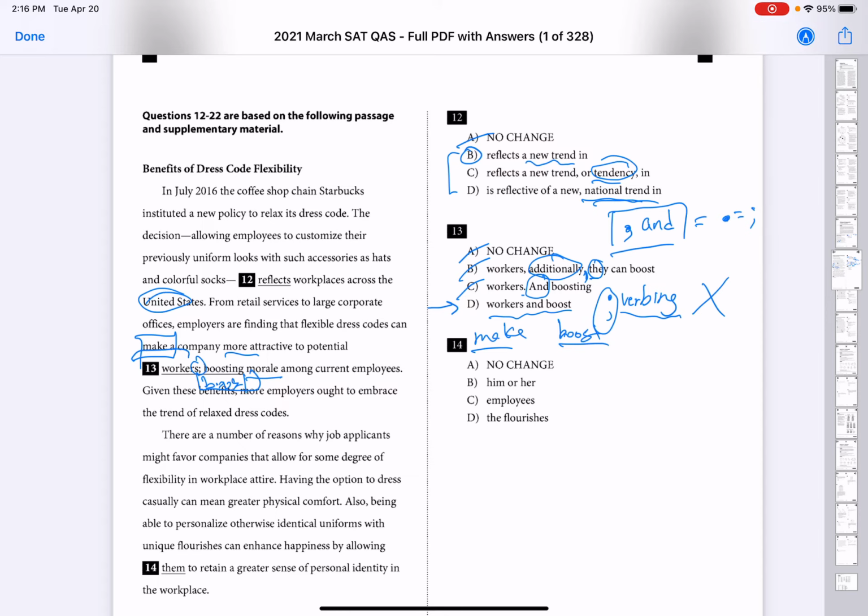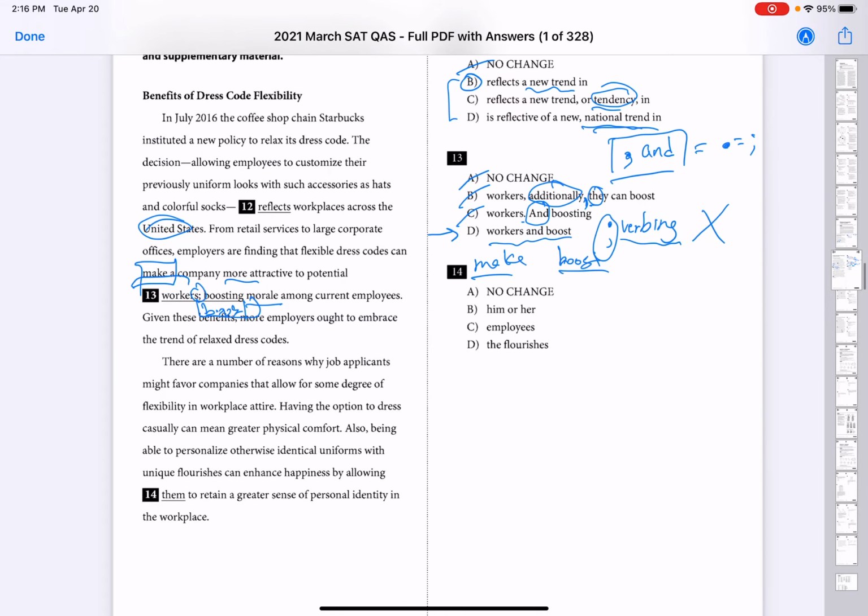Number 14. There are a number of reasons why job applicants might favor companies that allow for some degree of flexibility in workplace attire. Having the option to dress casually can mean greater physical comfort. Also, being able to personalize otherwise identical uniforms with unique flourishes can enhance happiness by allowing them. So again, if you have a choice between answers that are specific nouns versus answers that are pronouns, you probably want to pick the answers that have specific nouns. This is the type of question that's asking you to provide more details, so usually the answer with more details is going to be used over any answers that contain less details.